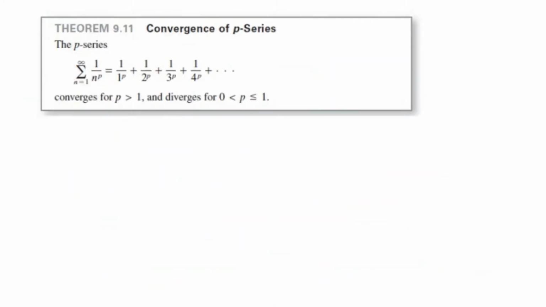Now let's talk about the convergence of a p series. When you have a series 1 over n to the p power, we call it a p series. The p series converges for p greater than 1 and diverges when p is between 0 and 1. Here is a simple proof.